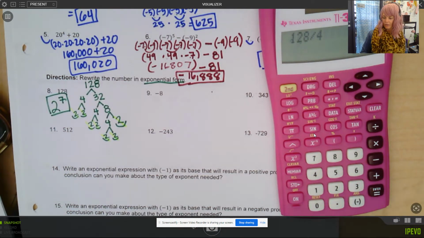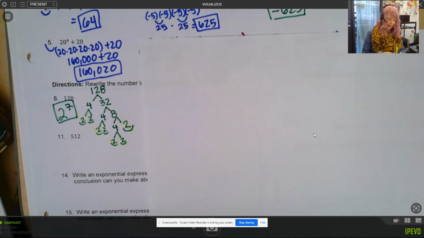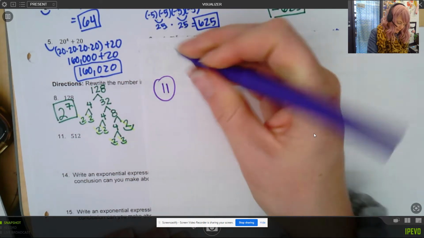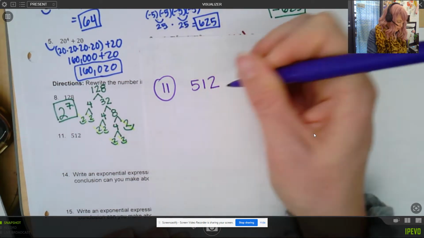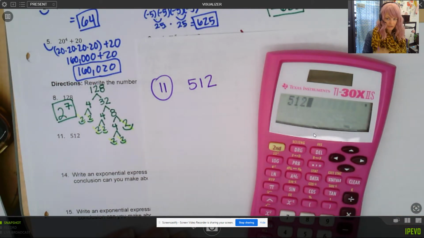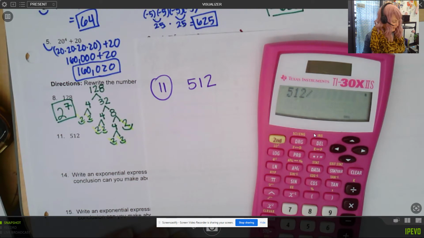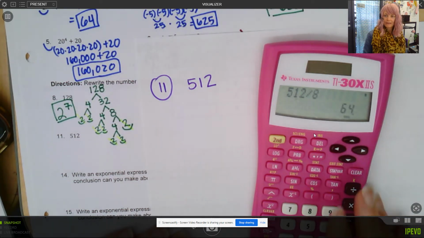Really nice work. And again, maybe you run out of space. I don't have a lot of space to do 11, so I'm going to use the back of my previous paper. I'm just going to write number 11, 512. So let's take a look at 512. Remember, we can just do dividing and multiplying today. So 512 divided by, let's try 8. Hey, it's 64.